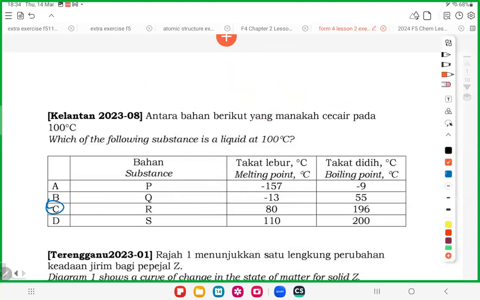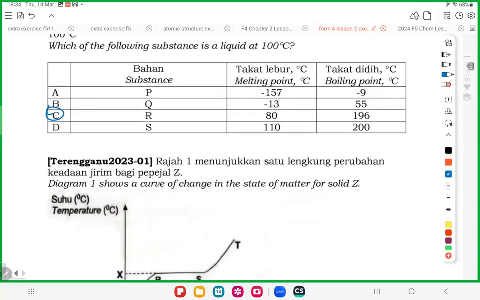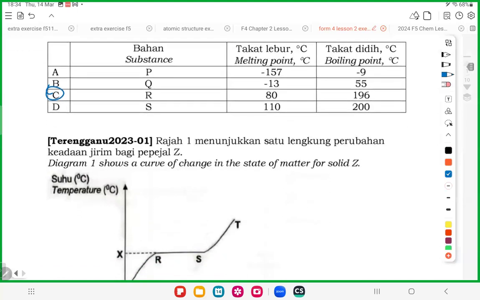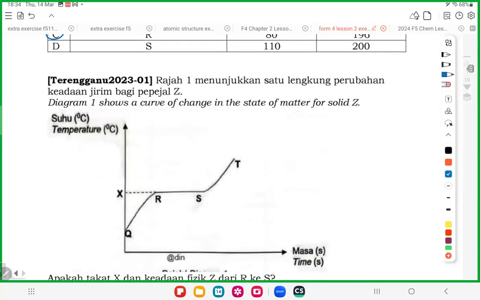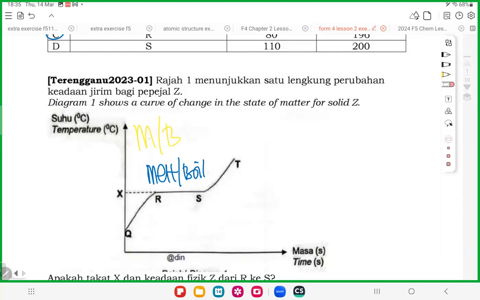Okay, next one. This is a Terengganu paper. They give you a heating curve. How do I know this is a heating curve? I saw a staircase, and this staircase is going up. When the staircase is going up, it is a heating curve. Staircase going down is a cooling curve. So can we know what is the process here? Melting or boiling? Tell me, everyone. Melt or boil? M or B?